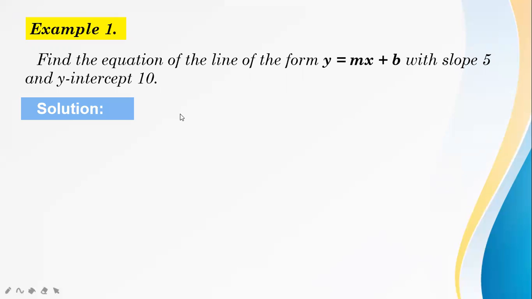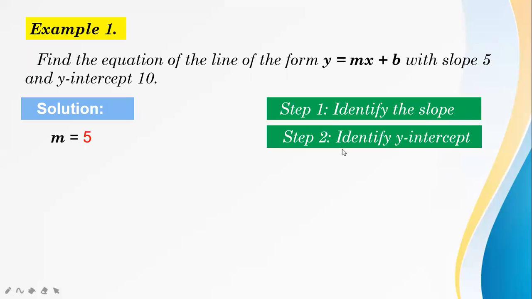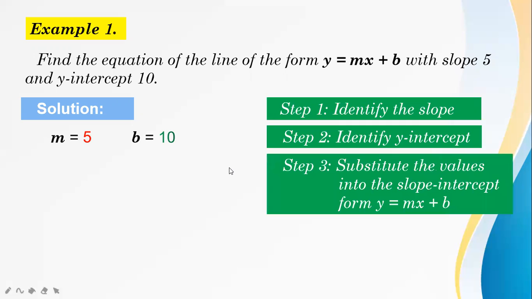So we have the solution. The first step is identify the slope, and that will be positive 5. Then step 2, identify the y-intercept, and this will be your y-intercept, b equals positive 10. And then step 3, substitute the values into the slope-intercept form. And this will be the given order, y equals mx plus b.